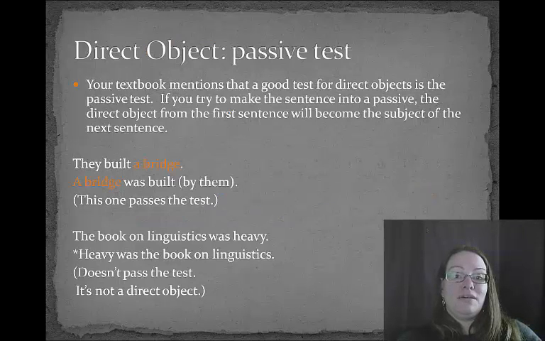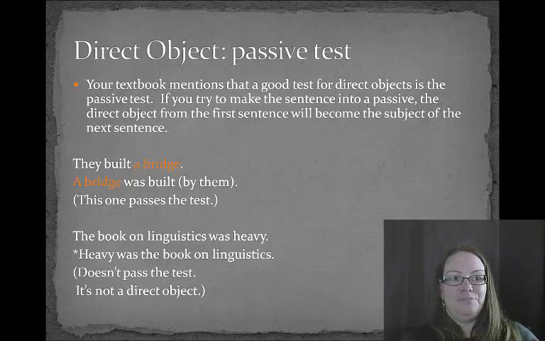One way to check to see if something is a direct object is to give it a passive test. Okay? Your book mentions that a good test for this is the passive test. If you try to make the sentence into a passive, the direct object from the first sentence will become the subject of the next sentence. Let's give this a try.